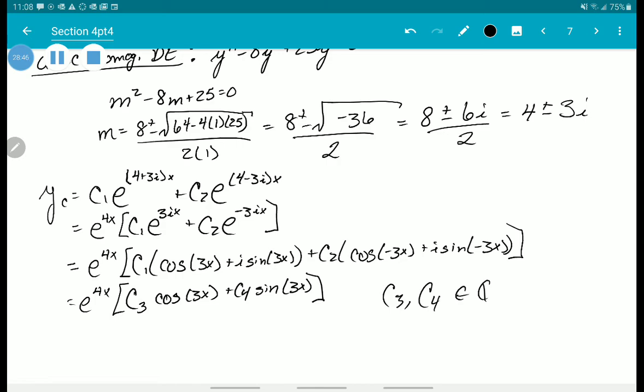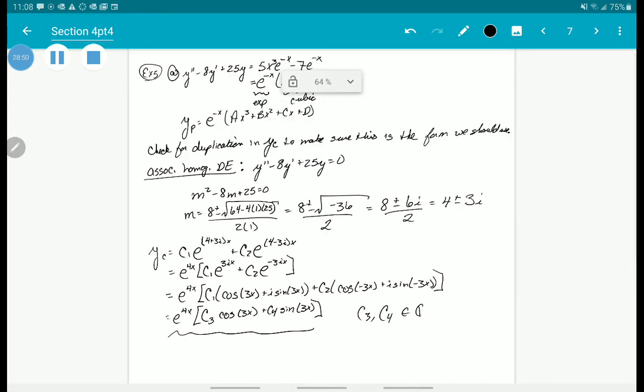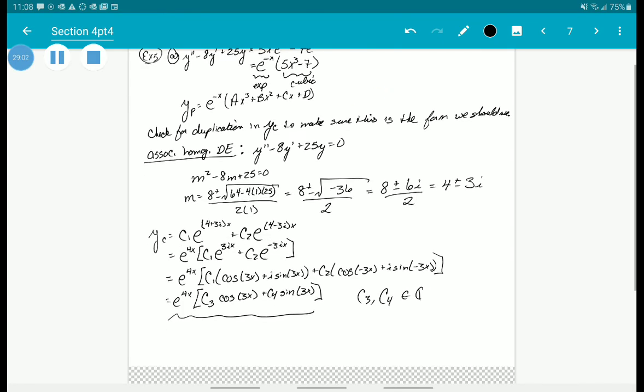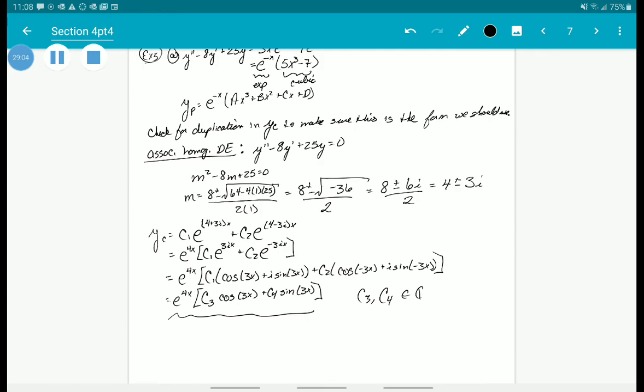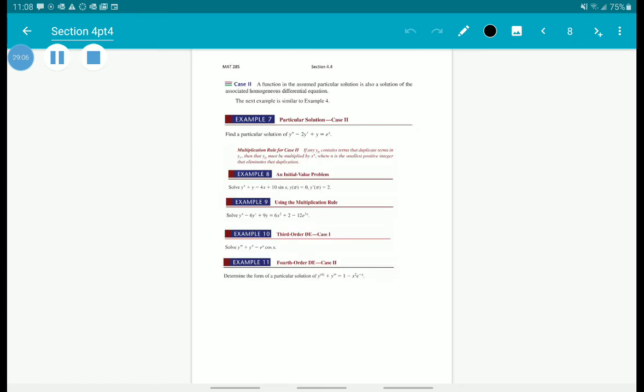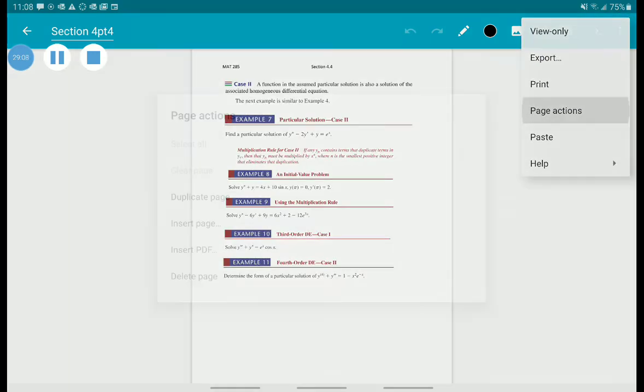So notice there's no duplication between this and what our educated guess was up here, which means this is where we need to start to solve this problem. Now, we're not going to go through and solve it, but that's where you would start. We're just asking for the form in this problem, but you always have to check for duplication. So let's do the next one.